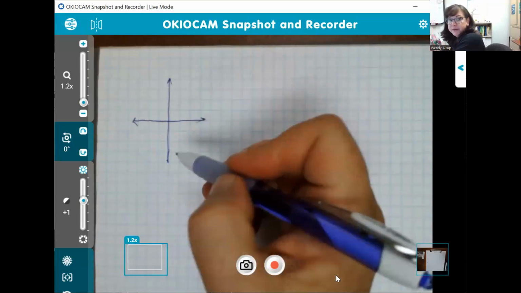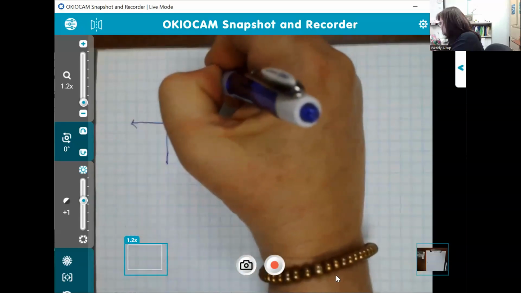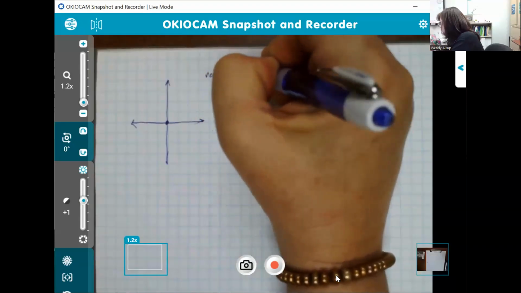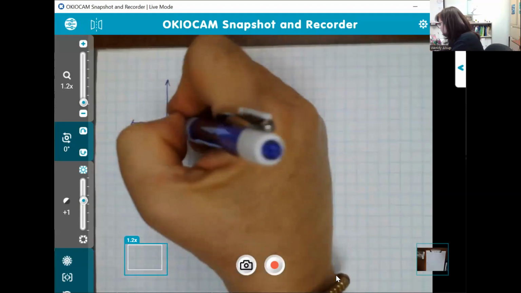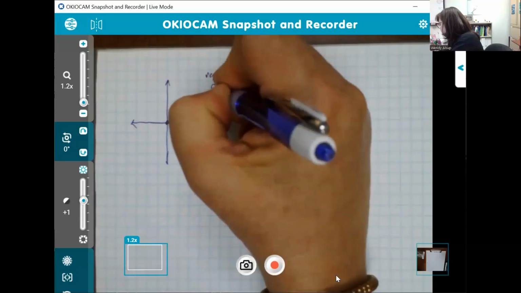All right, so we're back over here. We had a vertex at 0, 0, and so that's your h and your k value. And we had a focus at 2, 0. So x is 1, x is 2. Here's my focus, 2, 0.